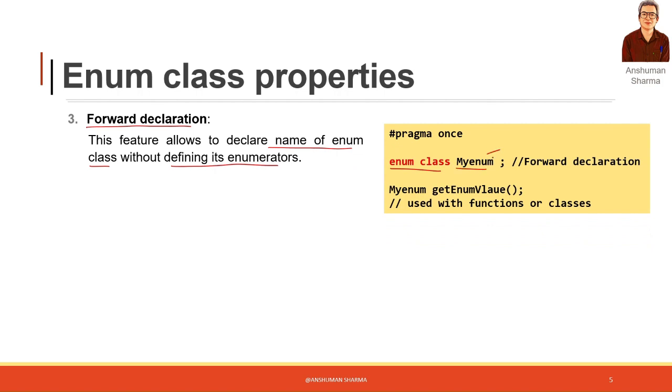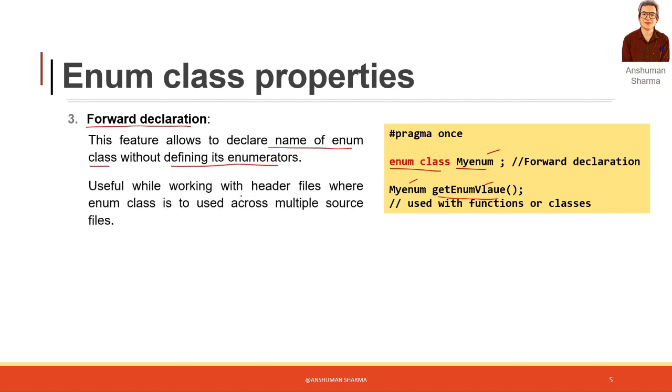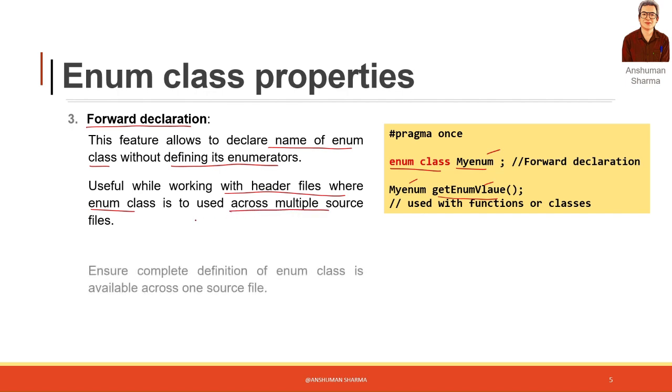It defines a forward declaration, so that we can use it in some code, like if a function is returning this value. This forward declaration without the help of enumerators still works, but otherwise it could not work in the earlier available enum keyword, that was unscoped enumeration. So it was useful specifically while working with header files, where enum class could be used across multiple source files.